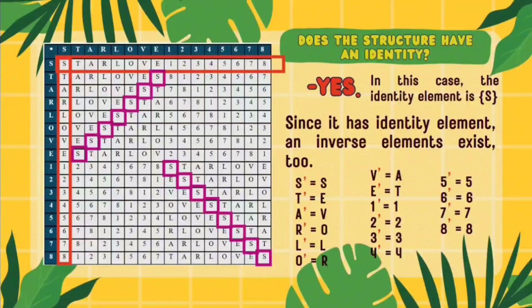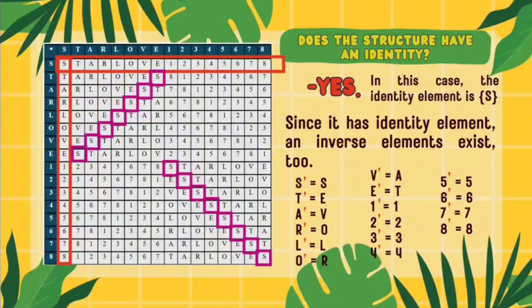The inverse of T is equal to E. Inverse of A is equal to V. The inverse of R is O. The inverse of L is L. The inverse of O is R. The inverse of V is A. And the inverse of E is T.